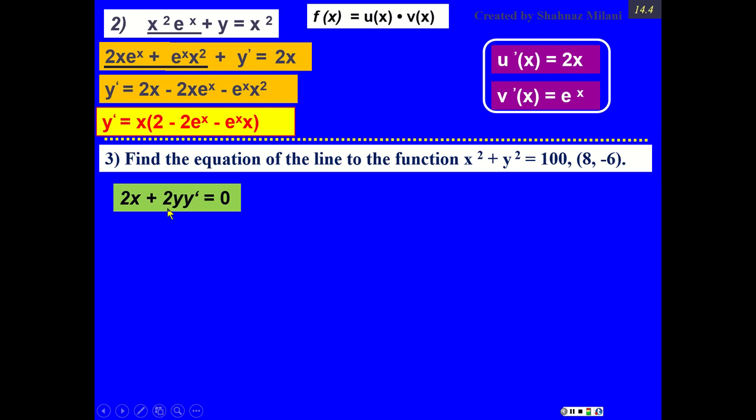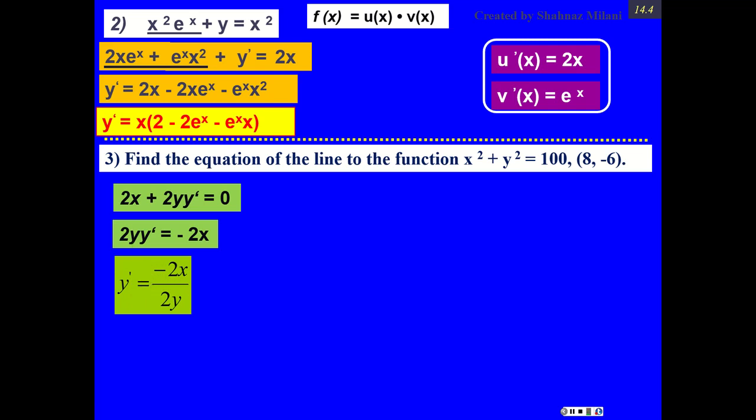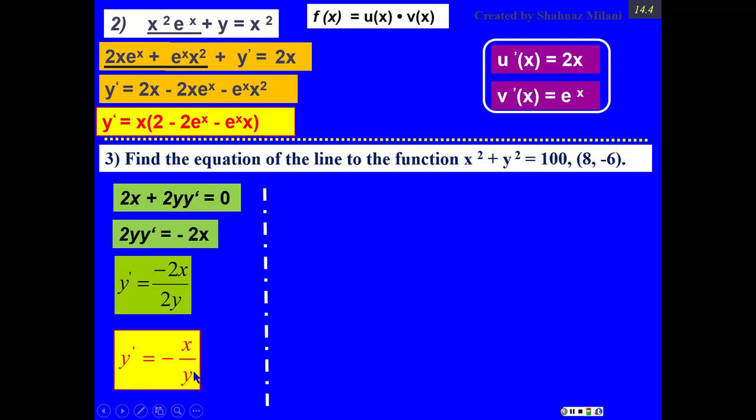You are trying to solve for the y prime. Hold on to this here, move the 2x to the other side. Then, to get rid of the 2y, divide both sides by 2y. The 2 from the top and the bottom is gone, and then that is going to be my derivative. By having the derivative, we can find the slope. Replace the x by 8, replace the y by -6 in your slope.